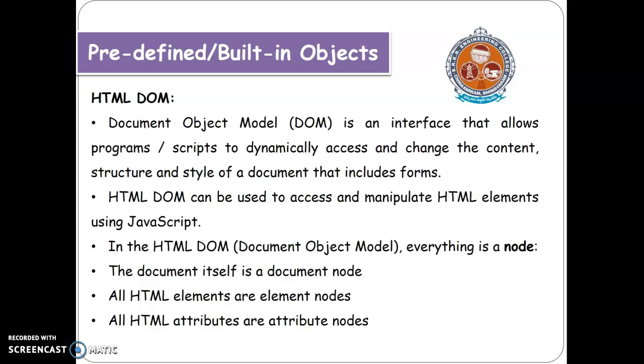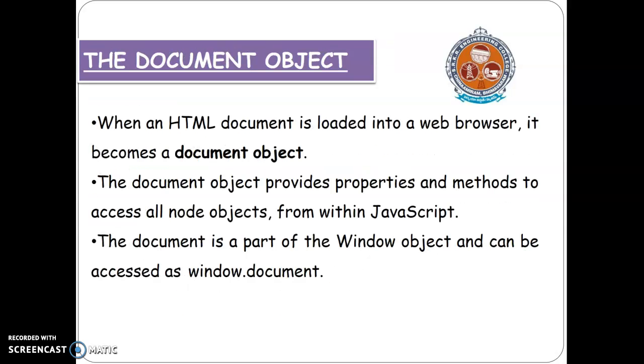The HTML DOM, Document Object Model, is an interface that allows program scripts to dynamically access and change the content, structure, and style of a document that includes forms. The HTML DOM can be used to access and manipulate HTML elements using JavaScript. In the HTML DOM, everything is a node. The document itself is a document node. All HTML elements are element nodes, and attributes are attribute nodes.